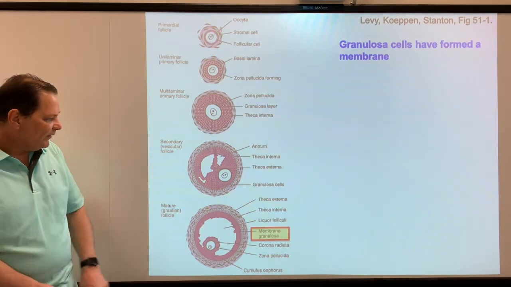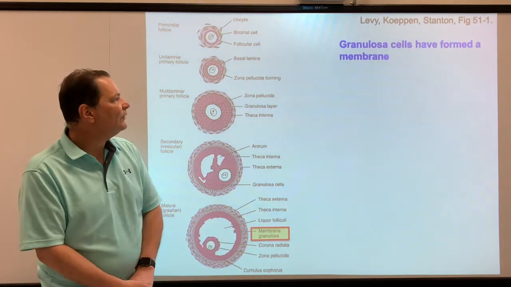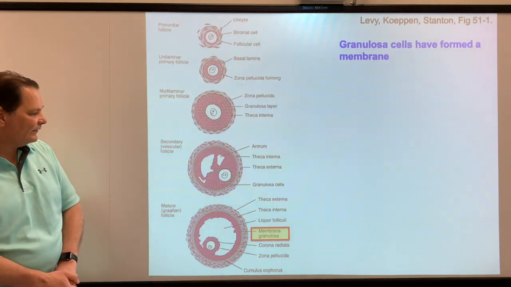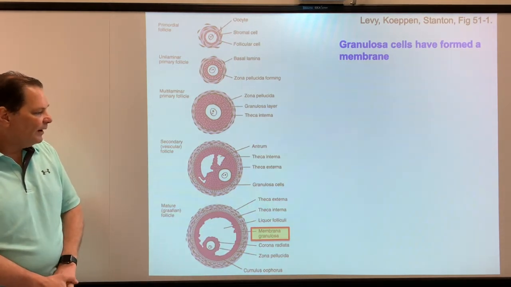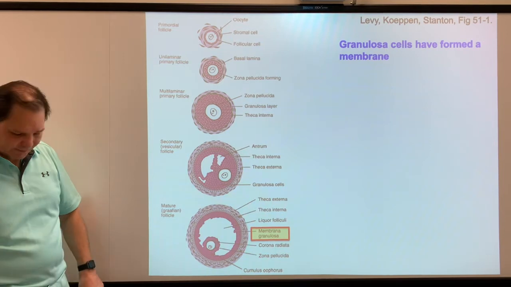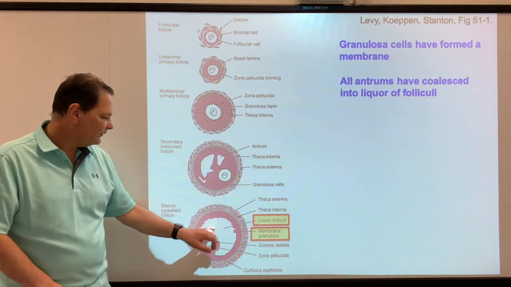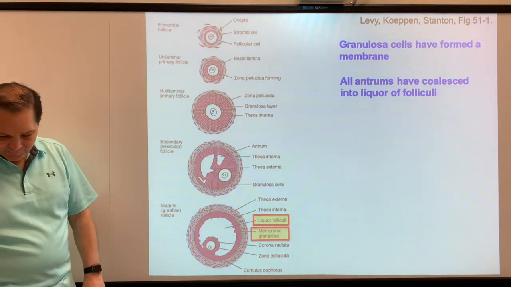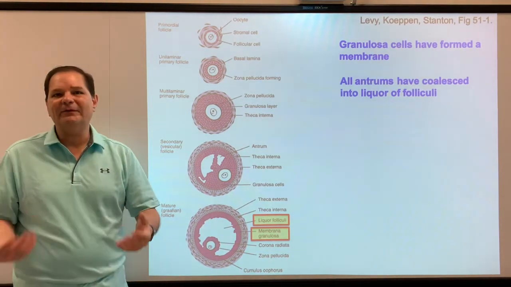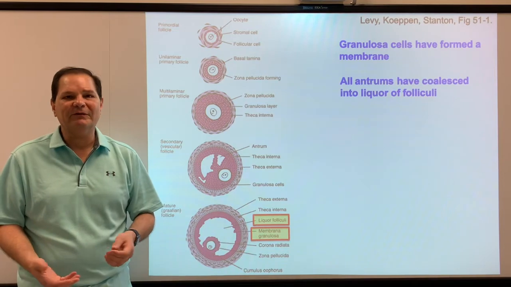And we also have the development of the membrana granulosa from the granulosa cells. This forms a barrier between the granulosa cells and the liquor folliculi, which is here, all this liquid-filled space. And it contains a variety of different hormones which help the oocyte development.